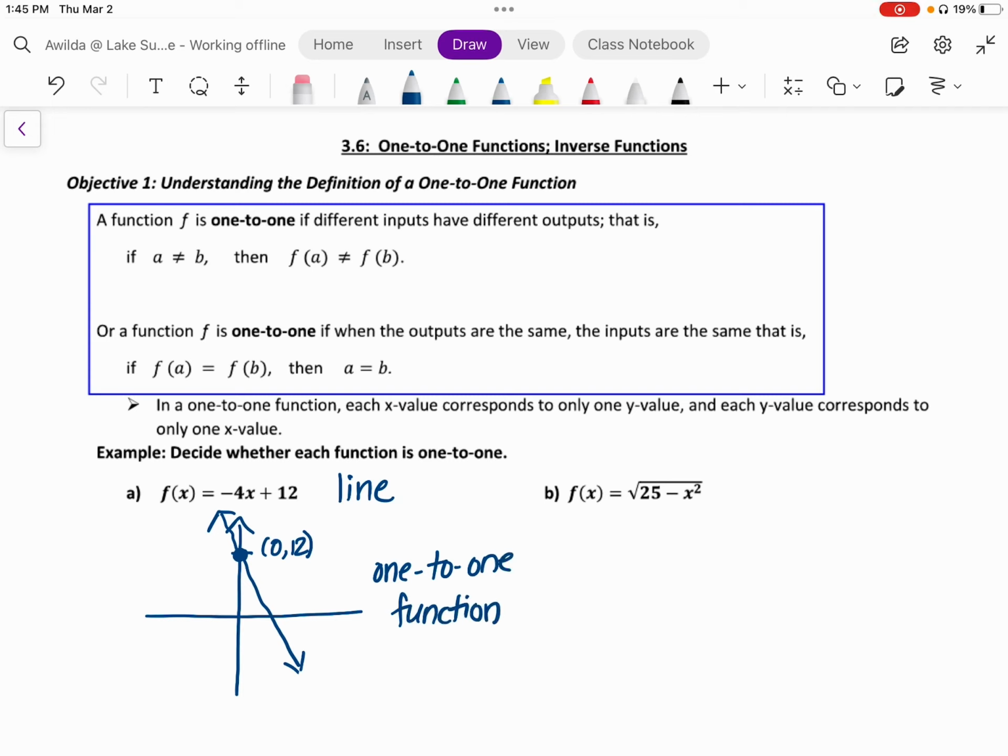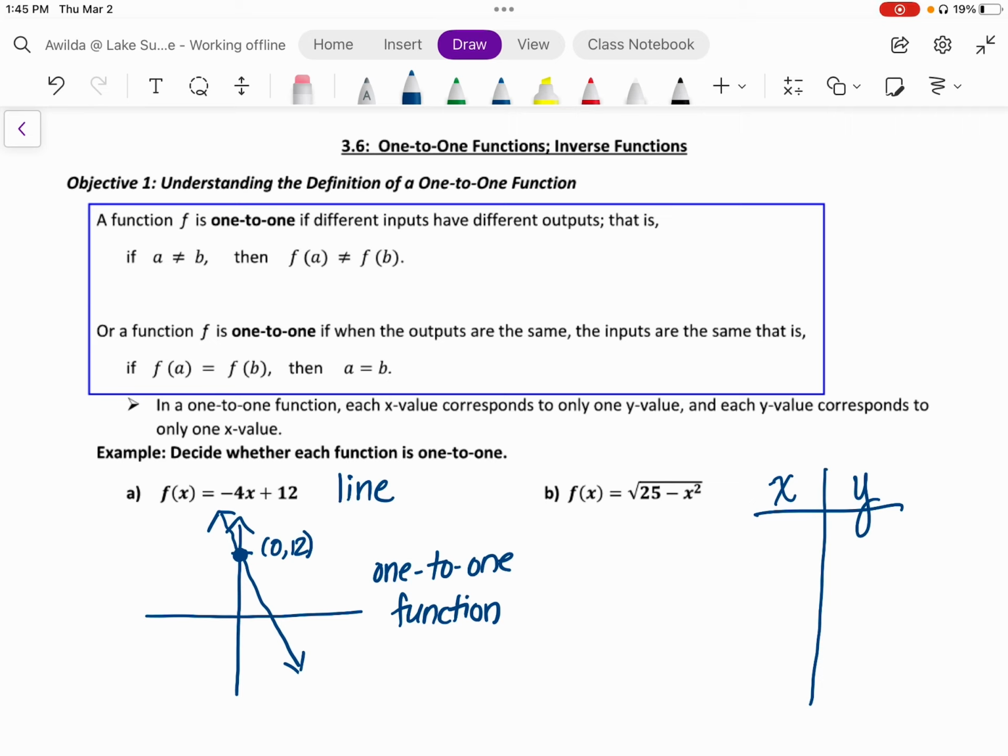Next, we have f of x is equal to the square root of 25 minus x squared. Now, the graph of this function is going to look like the square root function with some transformations applied. Here, we see that there is a possibility for different x-coordinates to produce the same y-coordinate. Let's do a quick table of values to show you that we have a problem with this one.